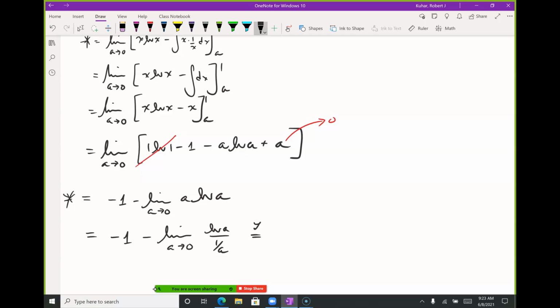And now I can do a little hop here. I can do the derivative of ln a over the derivative of 1 over a. So we're doing the limit. Make sure I'm okay here, I'm not going too fast. Is everybody following me?